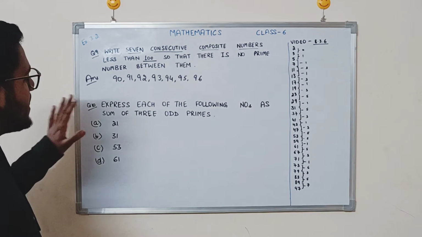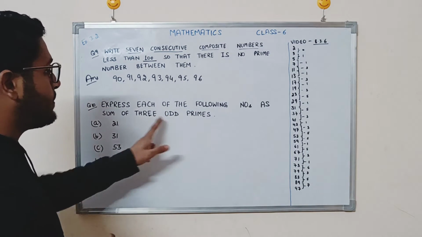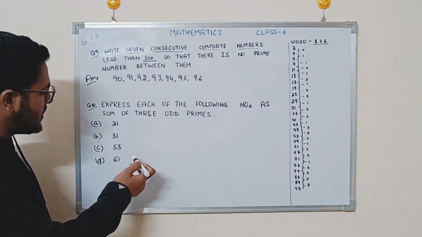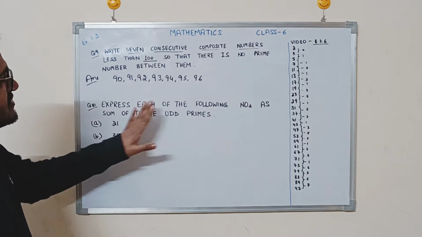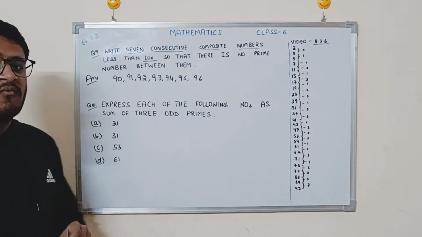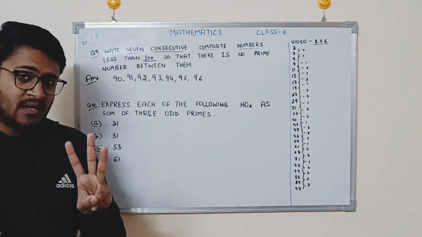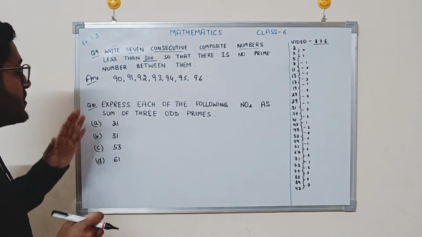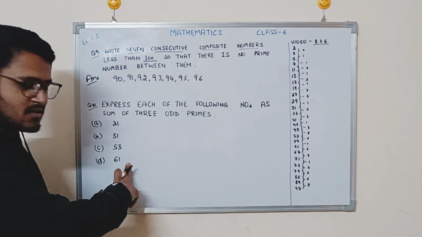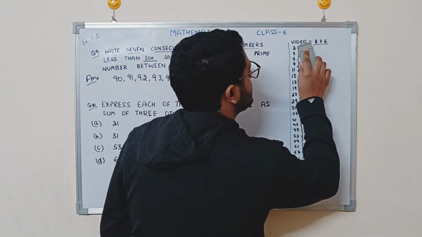Now the next question is, express each of the following numbers as a sum of 3 odd primes. We have these numbers 21, 31, 53 and 61, right? We need to express these numbers as a sum of 3 odd primes. We need to take 3 odd prime numbers so that the sum of those numbers comes out to be each of these. Before continuing, let me erase this.